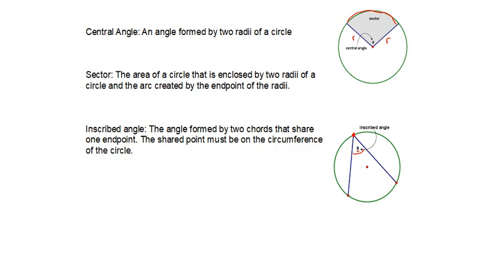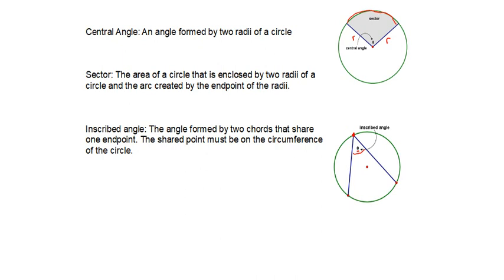So the endpoint is here on the circumference. We have a chord and another chord. The angle between them would be this inscribed angle. You can see that's a little bit different from the central angle. The central angle is measured from the center of the circle, whereas the inscribed angle is not. It's measured from the outer edge of the circle.